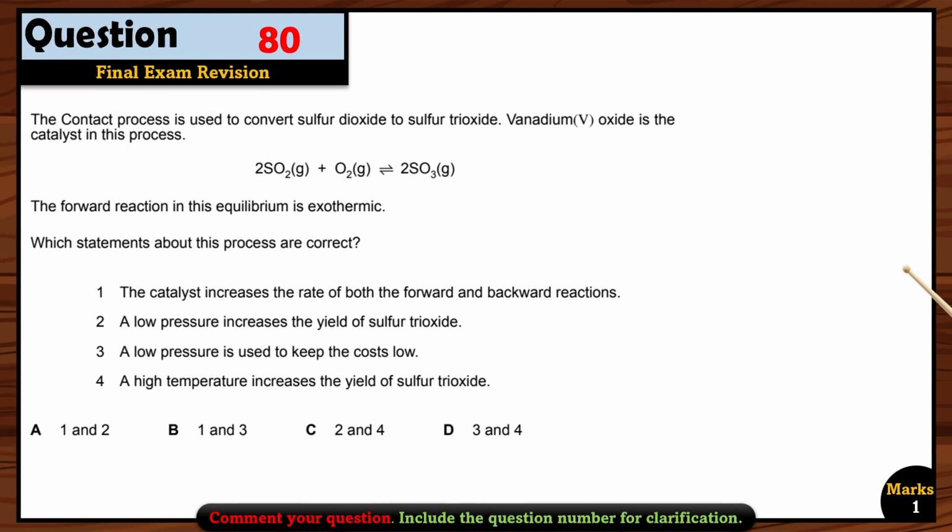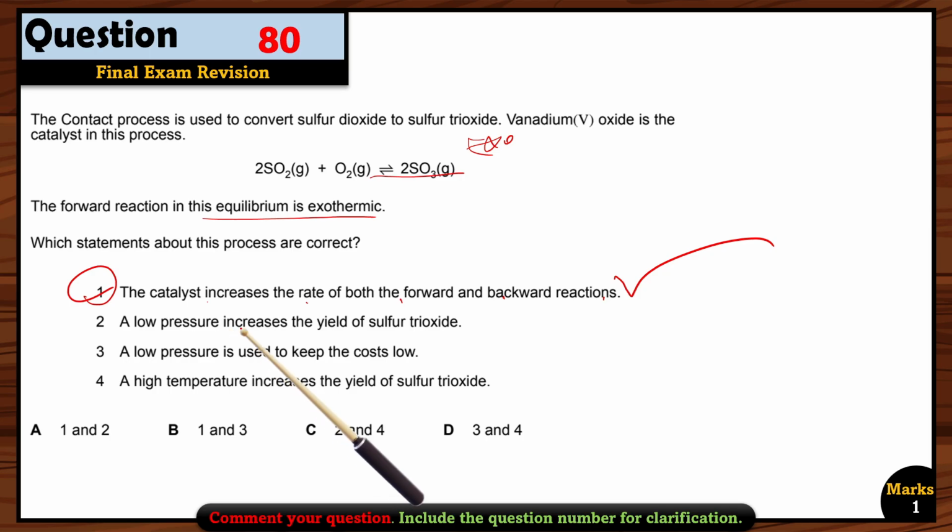Let's see another example. The contact process is used to convert sulfur dioxide to sulfur trioxide, and the forward reaction in this equilibrium is exothermic. Okay, so the right side equation is exothermic. Which statements about this process are correct? The catalyst increases the rate of both forward and backward reactions. Yes. The catalyst's job is to just increase the rate of reaction. So if you add it in a reversible reaction, it will always help both backward and forward. Okay, so option 1 is right.